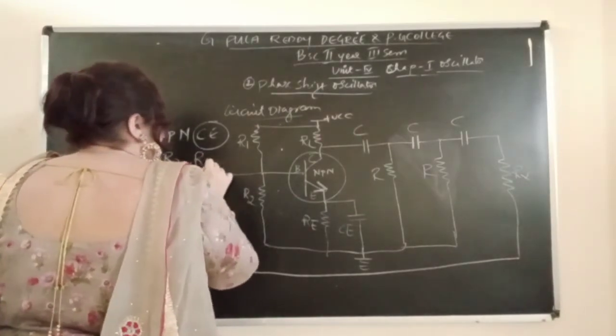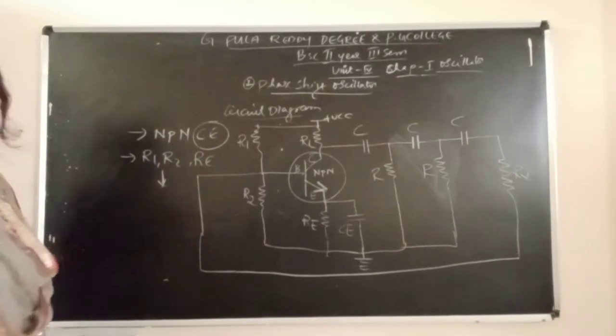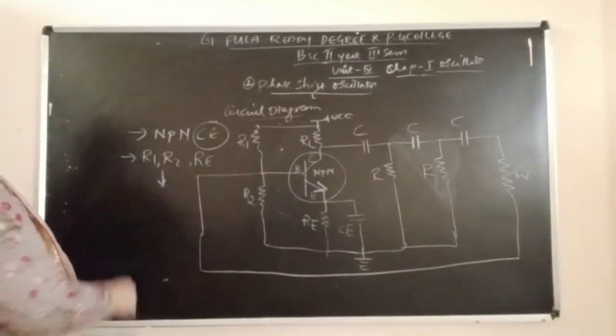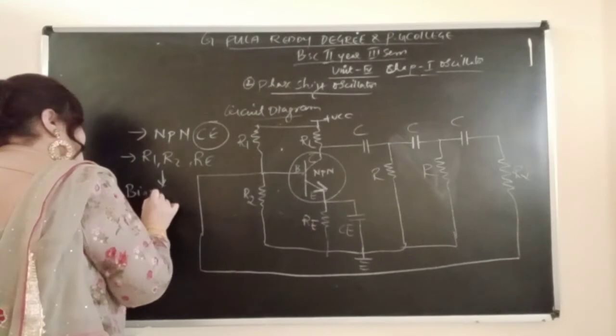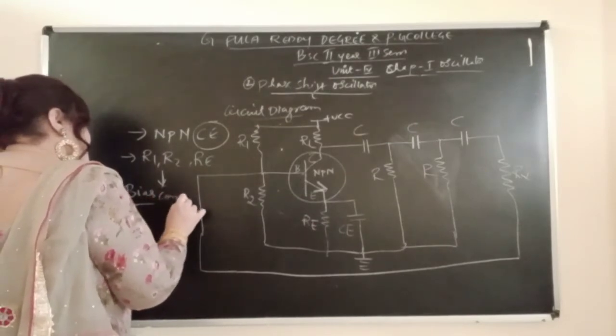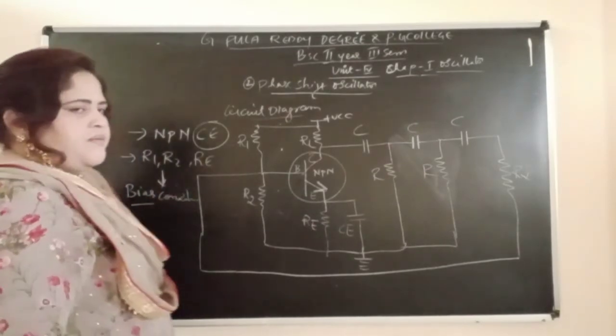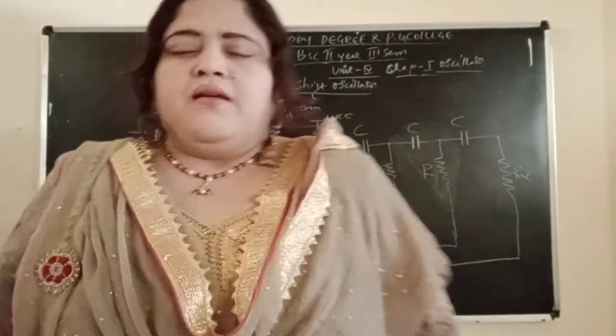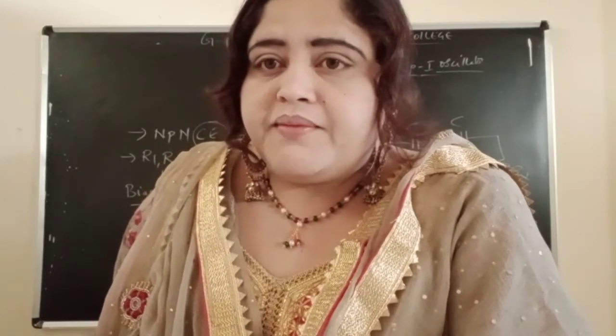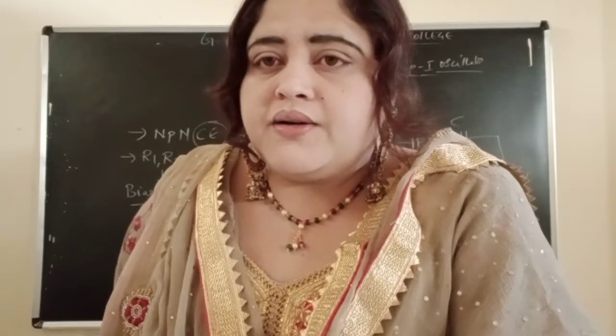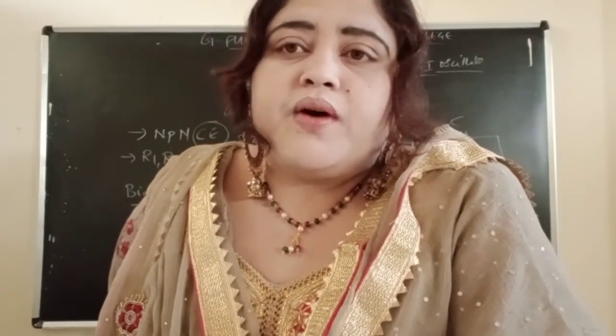Now second point, resistors R1, R2, RE provide the necessary biasing condition. What do you mean by biasing condition for the circuit? Giving an appropriate voltage to the circuit is nothing but providing the necessary biasing for circuit operation. So resistors R1, R2, RE are providing the necessary biasing condition for the circuit.